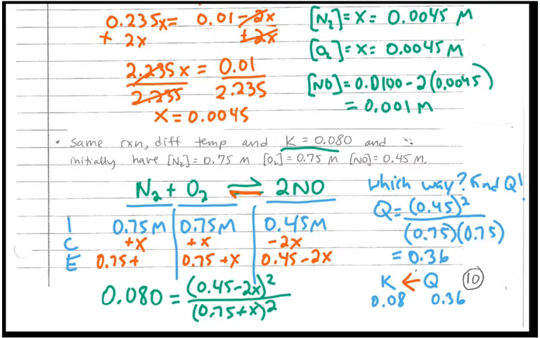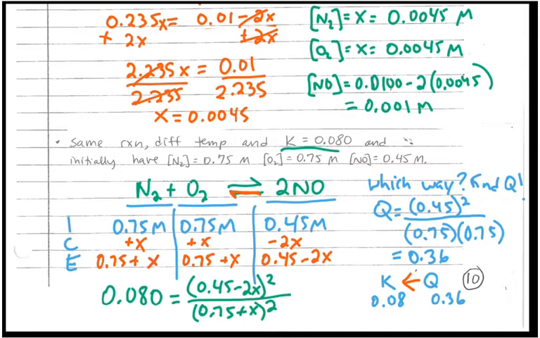Hey guys, we're going to pick up where we left off at the end of the last video. We were working this last practice problem where we're still working with this equation of nitrogen plus oxygen reacting to form two nitrogen monoxides. And we filled out our ice box and figured out the equilibrium concentrations, or the concentrations of each at equilibrium.